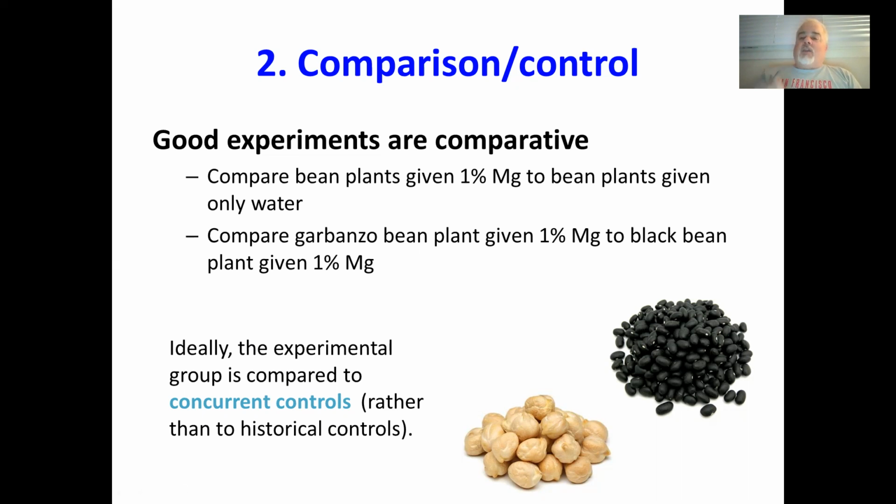You're running the comparison. I don't say, well, you know, last month I grew a bunch of garbanzo beans and measured them without this magnesium, so I'm going to grow a new set of beans with magnesium, and I'm going to compare the beans I grew this week with magnesium to the beans I grew last month that I had no magnesium. No. You have your controls at the same time. Same experiment, same conditions, same everything.